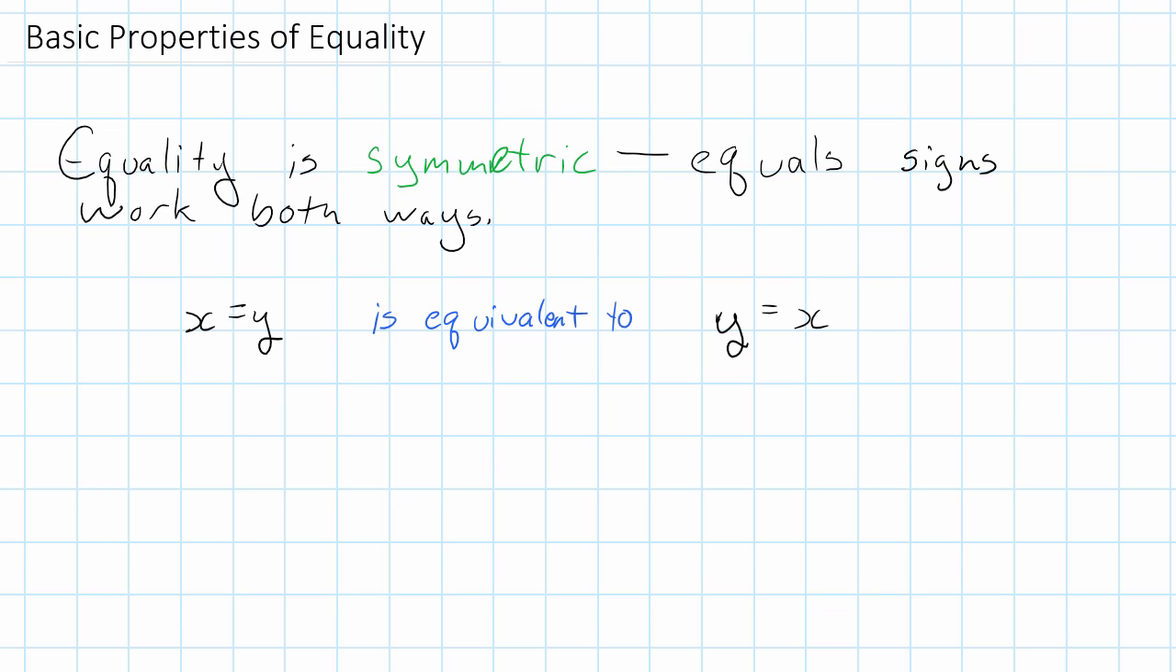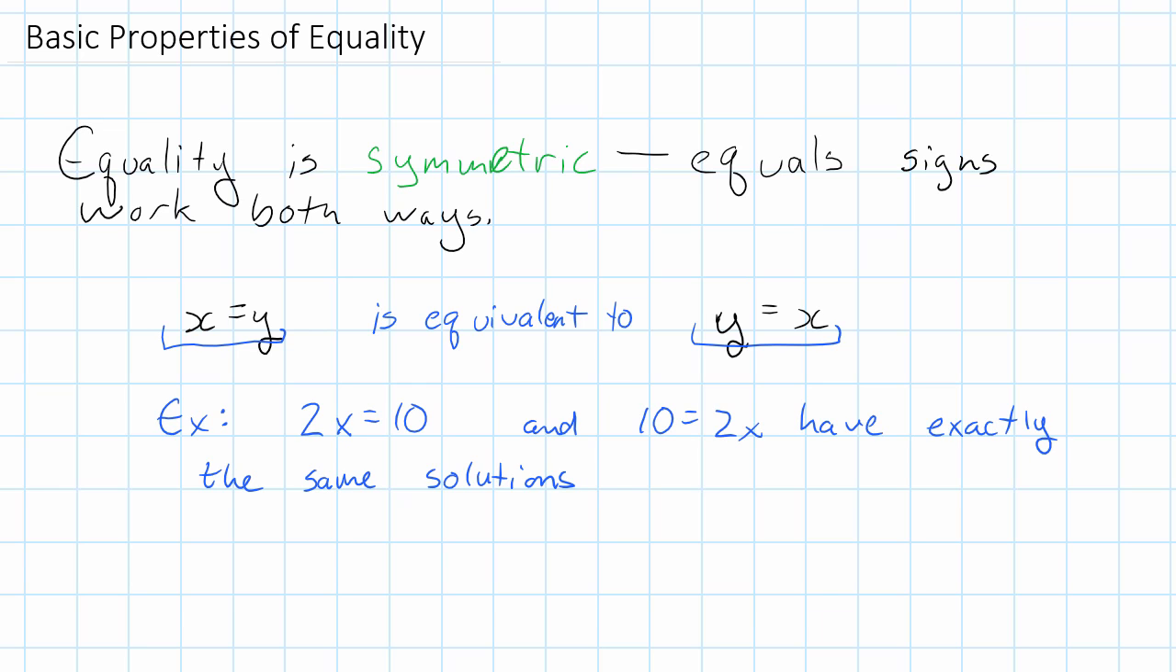So that means equations that are related to each other in this way always have exactly the same solutions. For example, the equation 2x equals 10 and the equation 10 equals 2x have exactly the same solution. When we go to solve equations, we'll sometimes make use of this in order to organize our work in a way that looks nice.